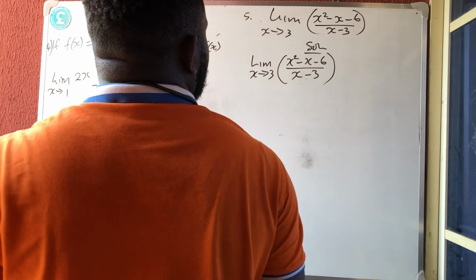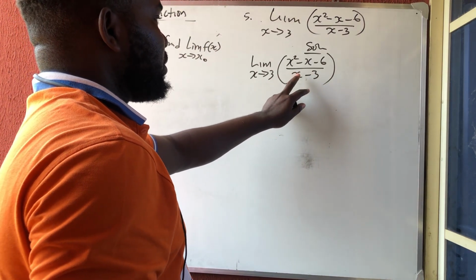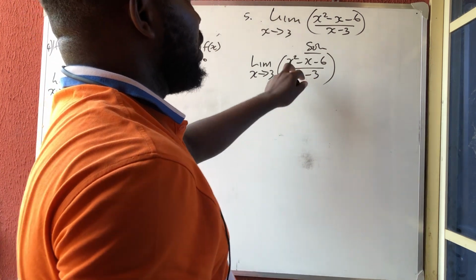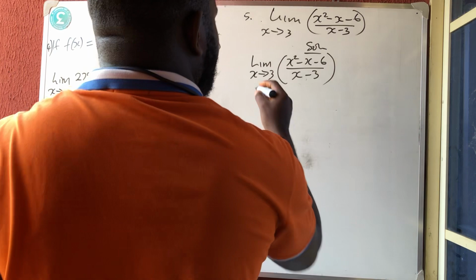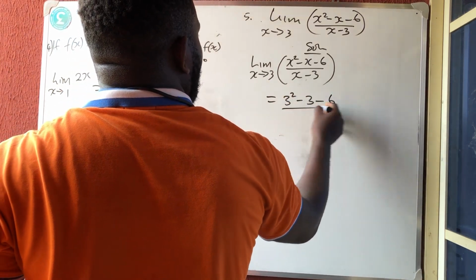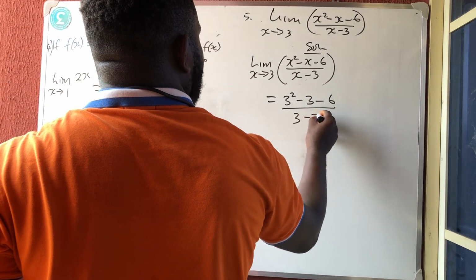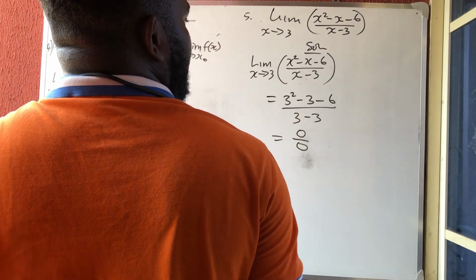Now if you substitute 3 here, you have 3 minus 3, which is 0. This is equal to 3 squared minus 3 minus 6 all over 3 minus 3. You see that you are getting 0 over 0. It doesn't work.